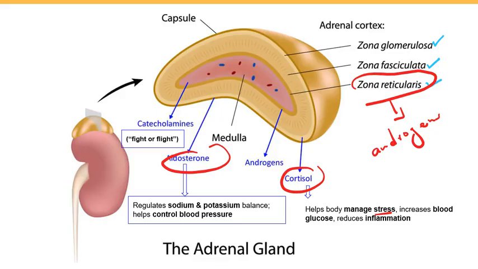And then for the medulla, which we said is associated with the sympathetic nervous system, or the fight or flight response, the hormones produced by the adrenal medulla are epinephrine and norepinephrine, which we call catecholamines. They are very similar to the neurotransmitters produced by the sympathetic nervous system, and these are the hormones produced by the adrenal medulla.